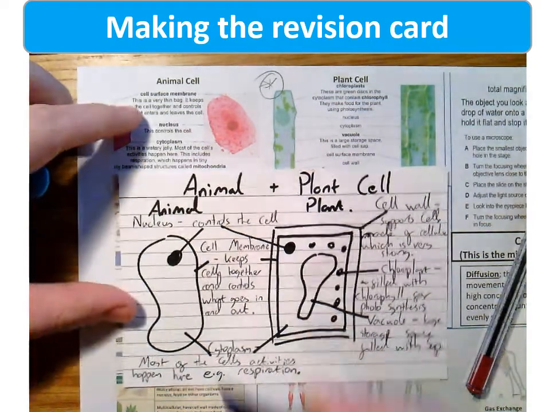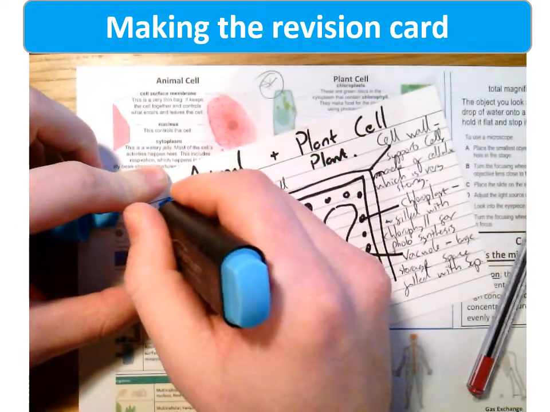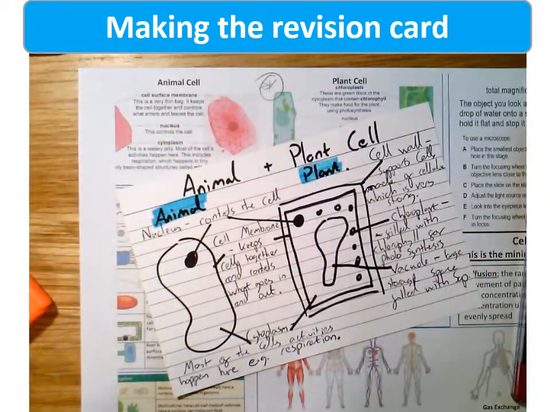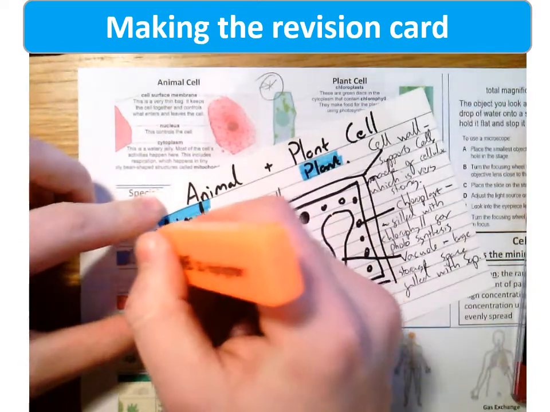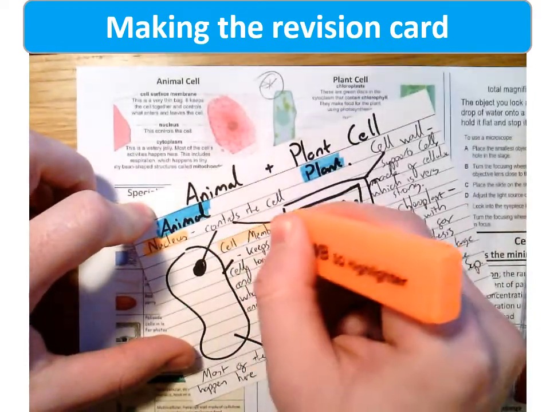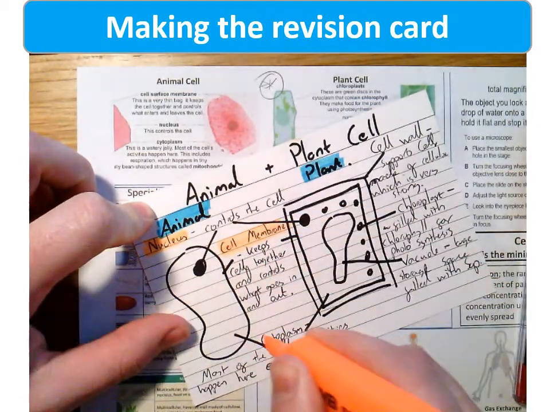So first of all, I'm just going to highlight this side, so it's animal, and this side plant, and then I can highlight the keywords that go with cells, the key things that I've got to make sure that I can remember.